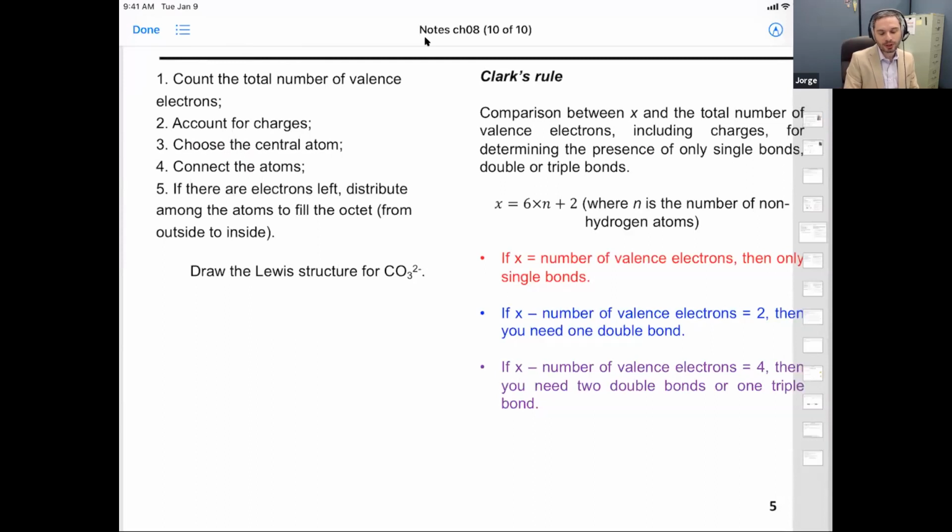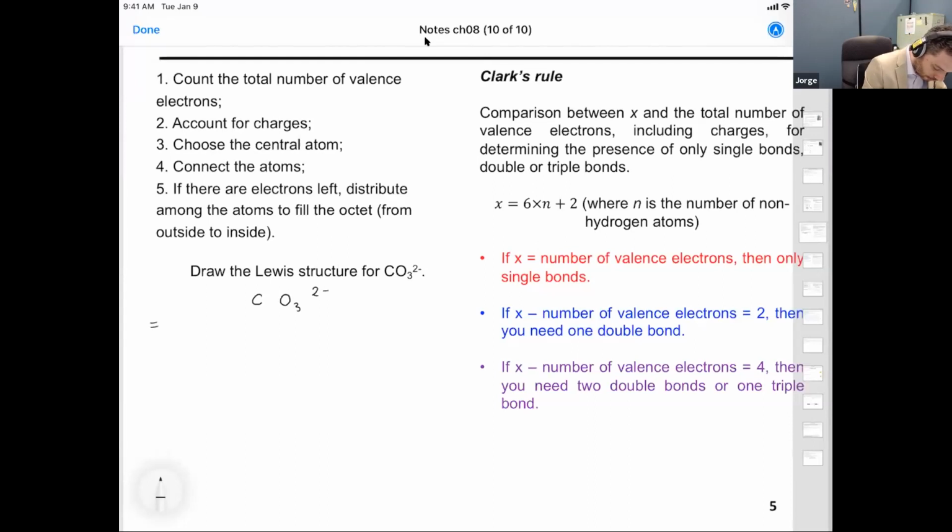Our goal is to determine how the electrons are being shared between the atoms. Is it either just single bonds, double bonds, triple bonds? Do we have any electrons that are not bonding to anyone? So that's what I want to show you with this example. So everything starts counting the total number of valence electrons for the structure. So we have here carbon, and always pay attention here, 3 oxygens and 2 negative charges.